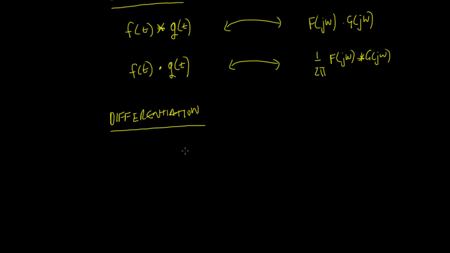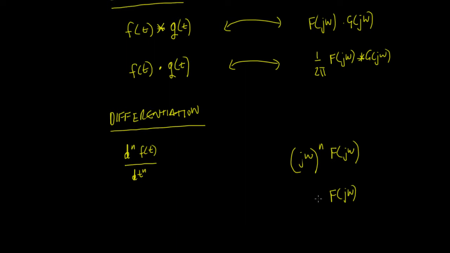Differentiation. We've seen that if we take the nth derivative of some function f of t, d^n f/dt^n, then in the frequency domain it's equivalent to taking the Fourier transform of the function, F of j omega, and multiplying it by j omega raised to the power of n. Equivalently, in the frequency domain, if we took the nth derivative of F of j omega with respect to omega, we'll get our original function f of t times minus j t raised to the power of n. Okay.